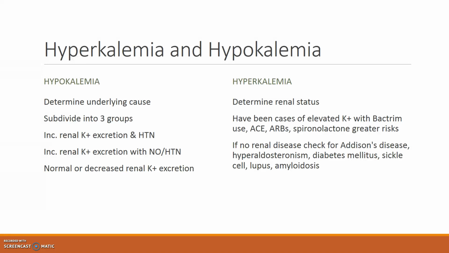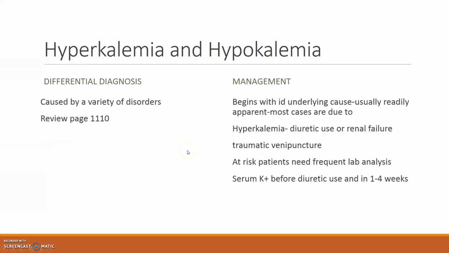So if you determine that the renal status is normal, no renal disease, you want to go ahead and make sure that you exclude Addison's disease, hyperaldosteronism, diabetes mellitus, sickle cell, lupus, and amyloidosis. All those conditions are seen more frequently in someone with hyperkalemia.